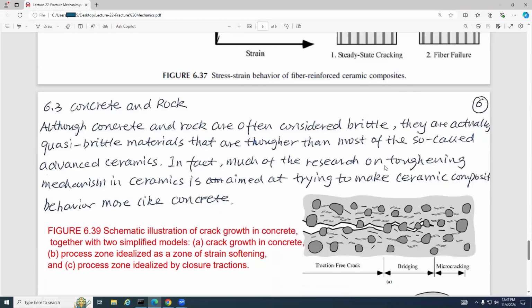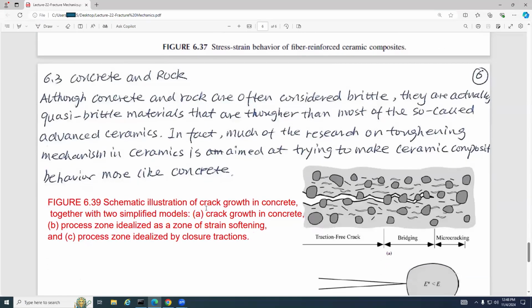Then we talk about concrete and rock. We know concrete and rock. They are in our daily life. We know this one very well. They are composites, and although concrete and rock are often considered brittle, they are actually quasi-brittle materials that are tougher than most of the so-called advanced ceramics. In fact, much of the research on toughening mechanisms in ceramics is aimed at trying to make ceramic composite behavior more like concrete. We know concrete is very tough, right?